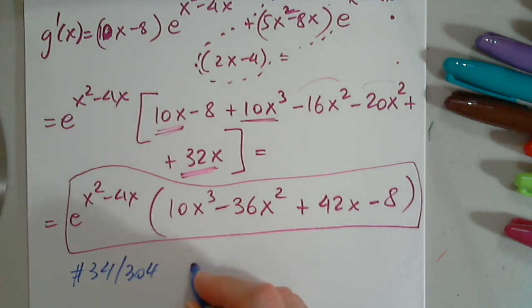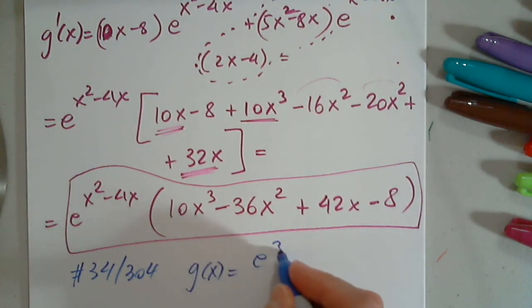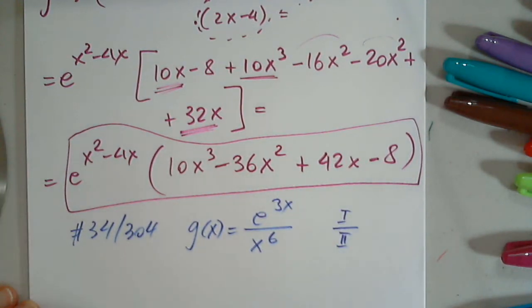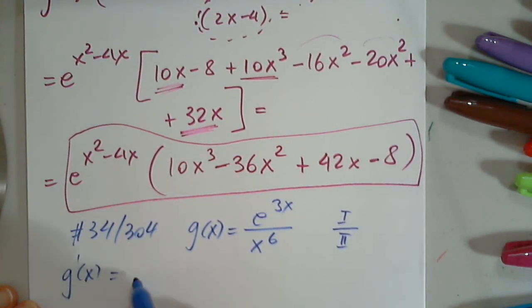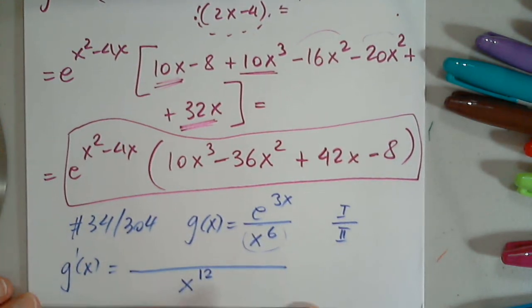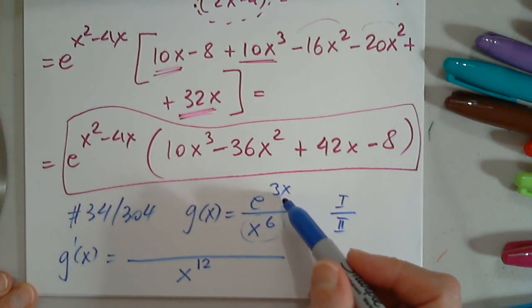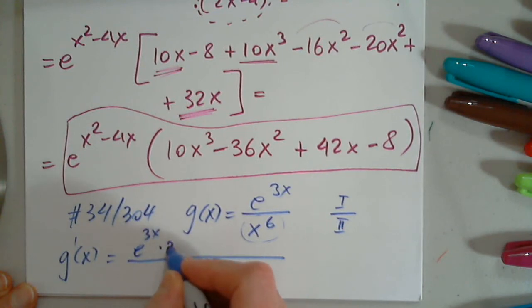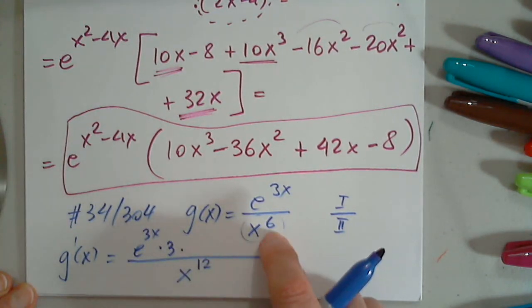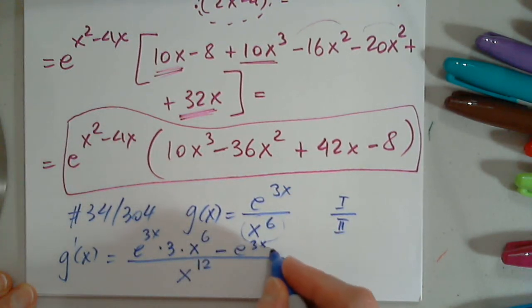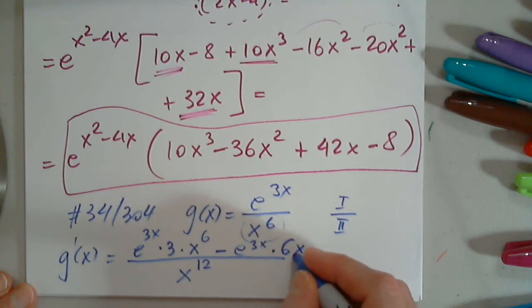Let's do 34. So g of x equals e to 3x divided by x to the 6th. And we're asked to differentiate. So this time we're going to use the quotient rule, 1 divided by 2. So g prime, I square the denominator, so this is x to the 12th. I differentiate the numerator, e to a function, prime is e to the function times the function prime, and times the denominator, and then minus, the numerator stays, times the denominator prime, which is 6x to the 5th.